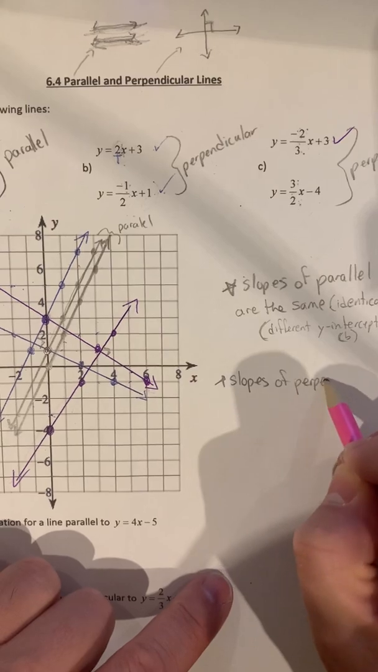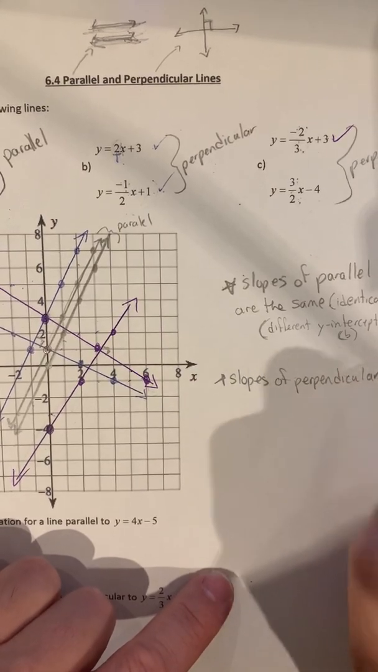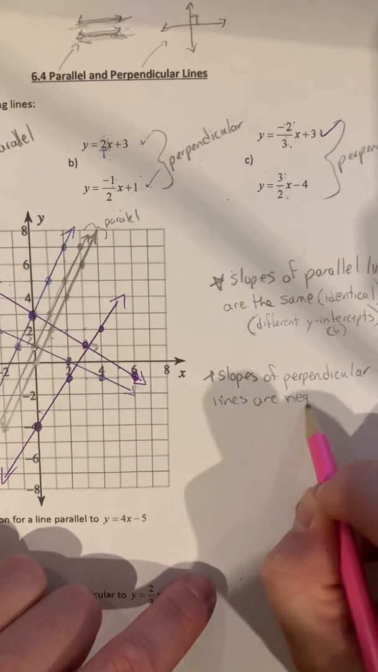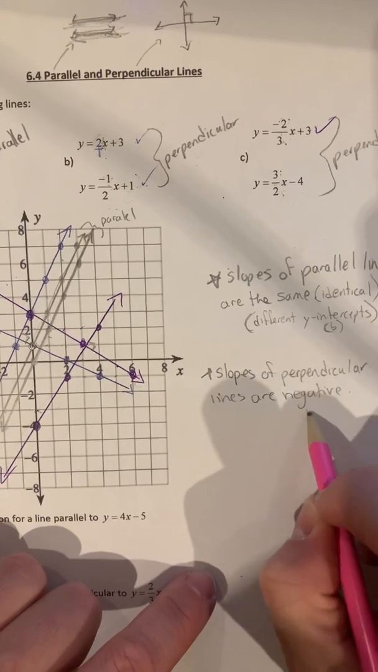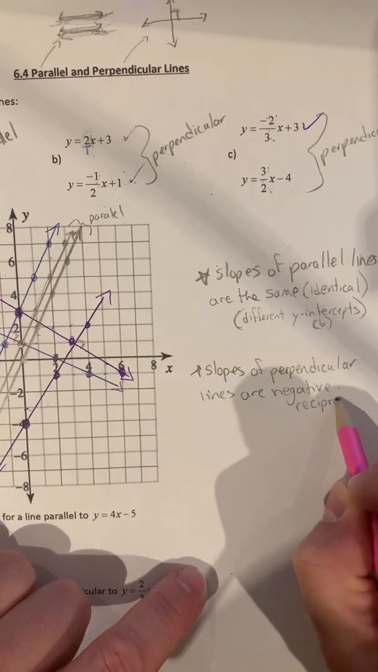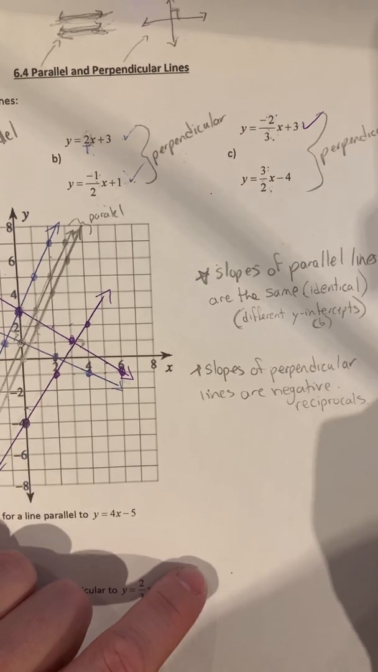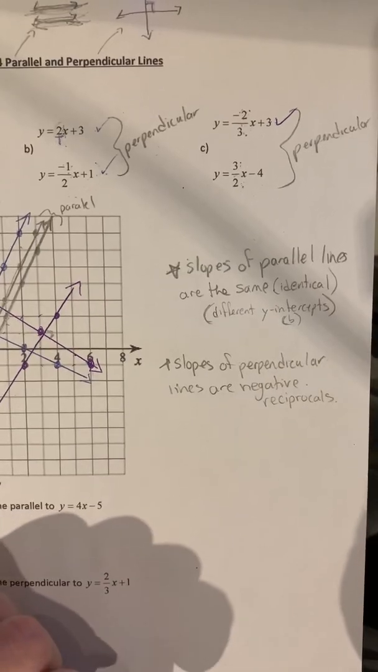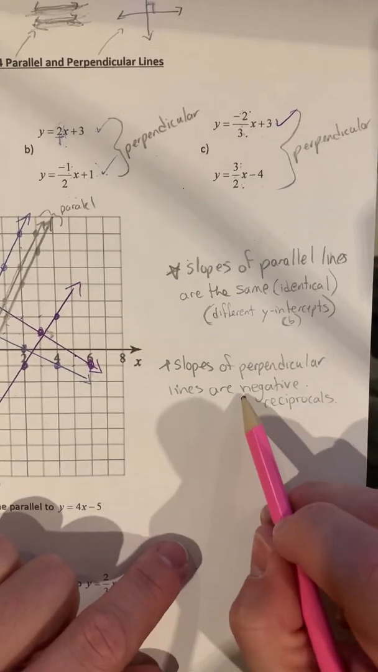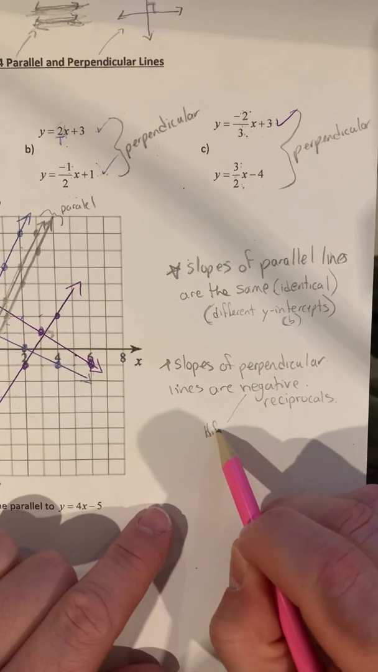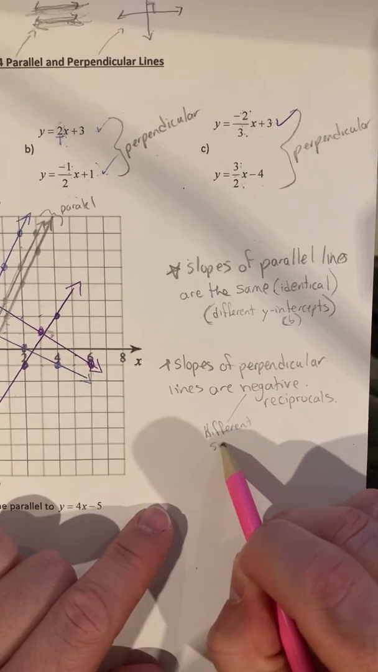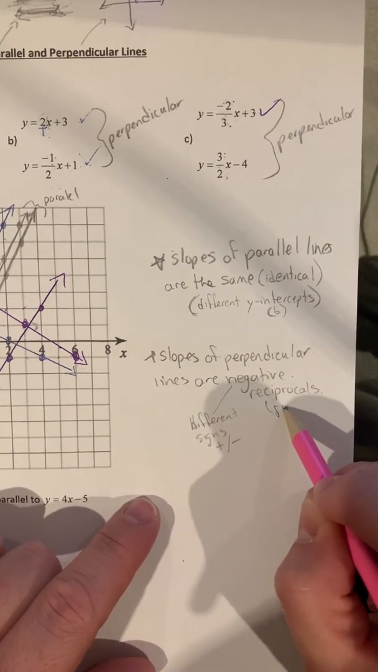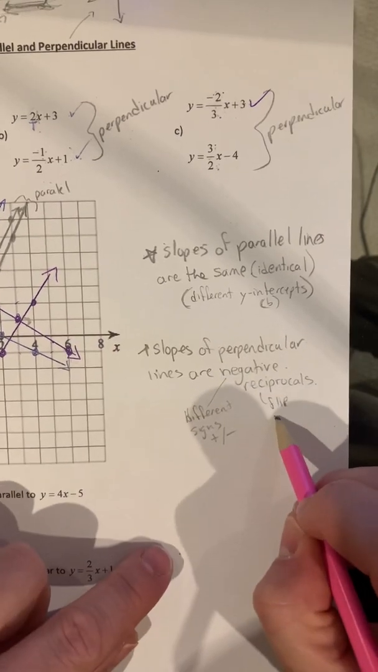So slopes of perpendicular lines are negative reciprocals. Okay, so negative meaning different signs. So positive slash negative, and reciprocals means the flip versions.